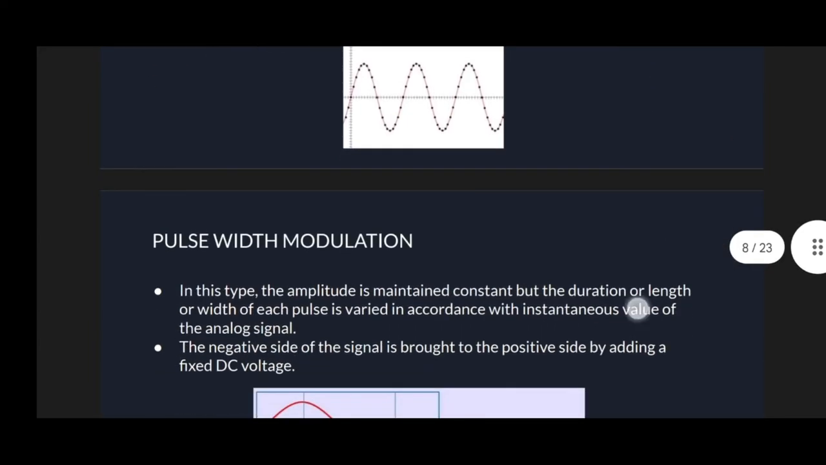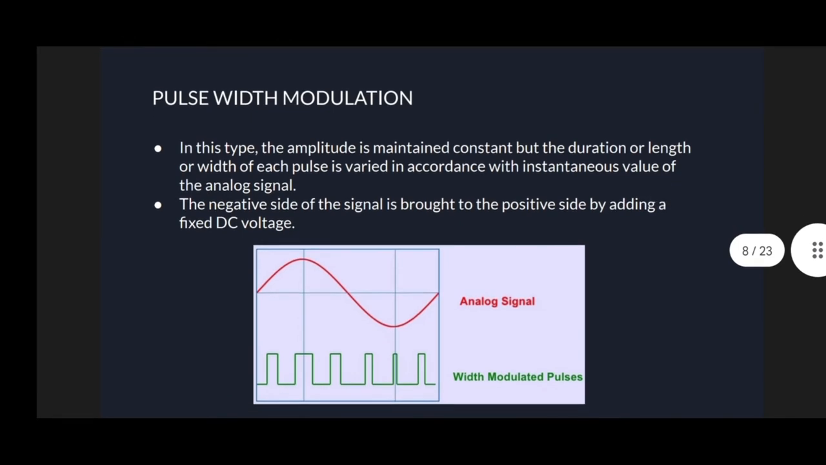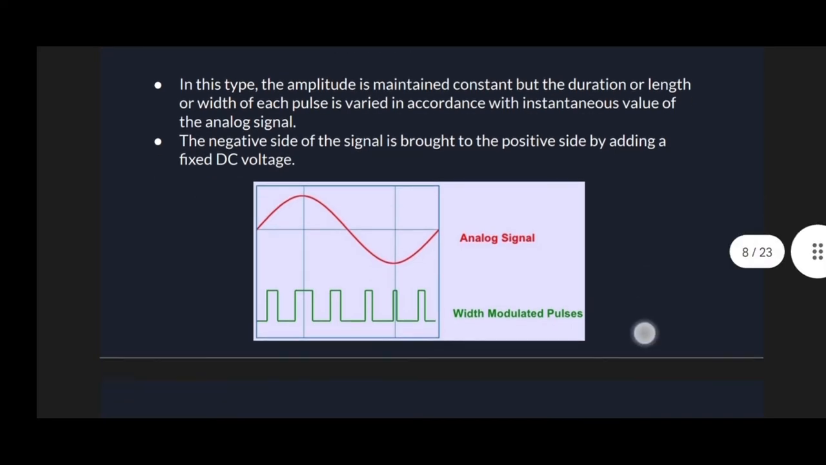Next is pulse width modulation, or PWM. In this type, the amplitude is maintained constant, but the duration or width of each pulse is varied in accordance with the instantaneous value of the analog signal. The negative side of the signal is brought to the positive side by adding a fixed DC voltage, as we can see in the diagram for the analog signal and the modulated pulse.